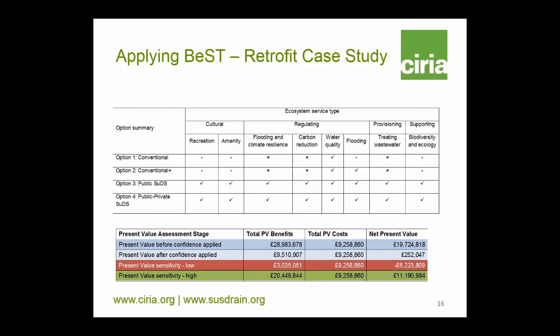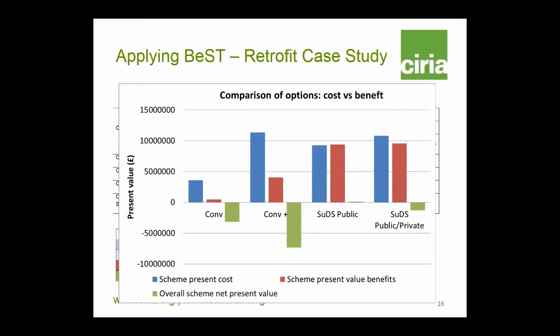So this is a comparison tool, which is W045B. And this is an example of one of the graphs that would actually come out from that tool. And so you can see the blue represents the scheme present cost. The red represents the value of the benefits, and then the green represents the overall net present value. And so we're able to use this to actually see that the cheapest was the conventional solution on its own, but actually the size of the benefits was also quite small. So from a net present value, you had a negative value.